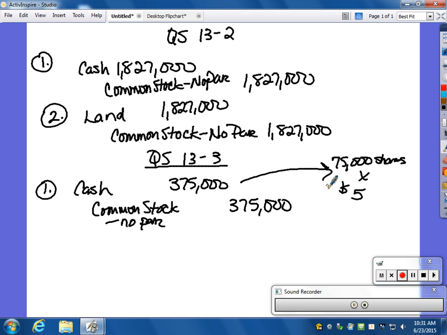Okay, number 2, $6 per share. So what do we debit and what do we credit? Cash and common stock. Debit cash 450,000. What do we credit? Common stock. Is there anything else to credit? Yes, it is. Capital. What capital? The gain, which is called, what's the account? Paid in capital in excess of par value.